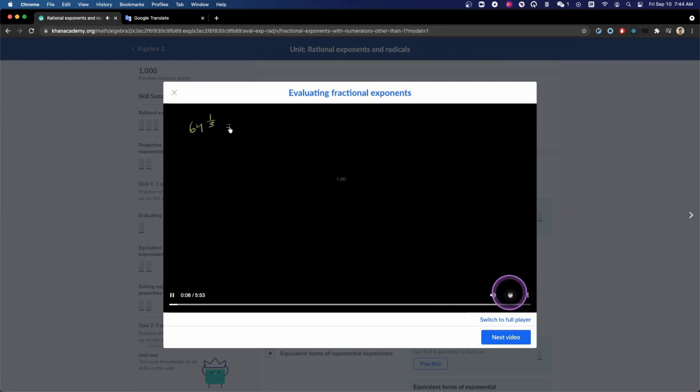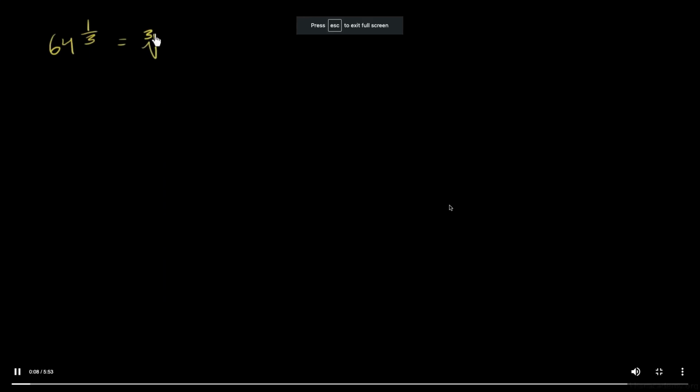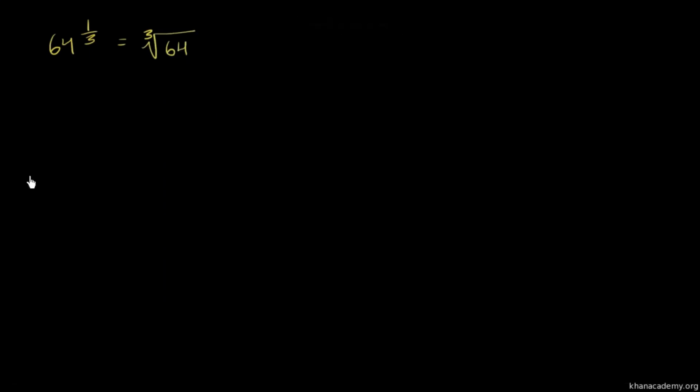We saw that this is the exact same thing as taking the cube root of 64. And because we know that 4 times 4 times 4, or 4 to the 3rd power, is equal to 64, if we're looking for the cube root of 64, we're looking for a number that, times that same number times that same number, is going to be equal to 64. Well, we know that number is 4, so this thing right over here is going to be 4.